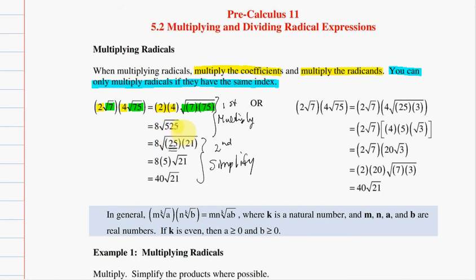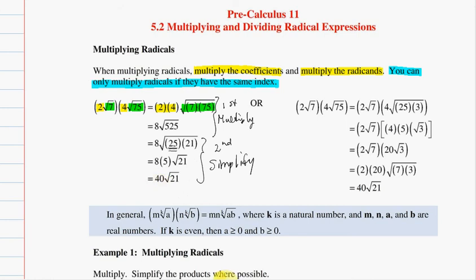And we're going to use the perfect square method. So you want to make sure that you find the largest perfect square that fits into 525, which is 25. And the other factor will be 21. And of course the square root of 25 is 5, which you can pull out of the bracket, and 8 times 5 is 40, and you're left with the root 21, so your answer is 40 root 21.